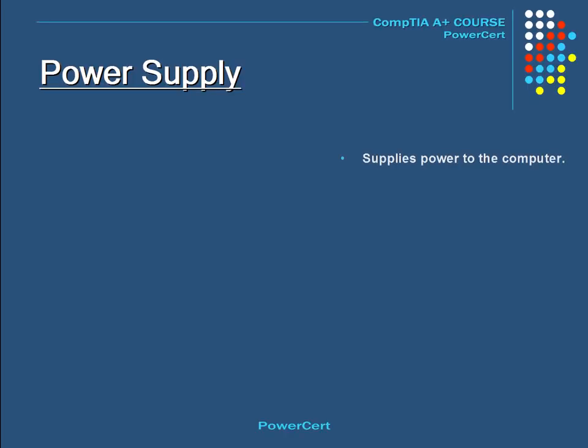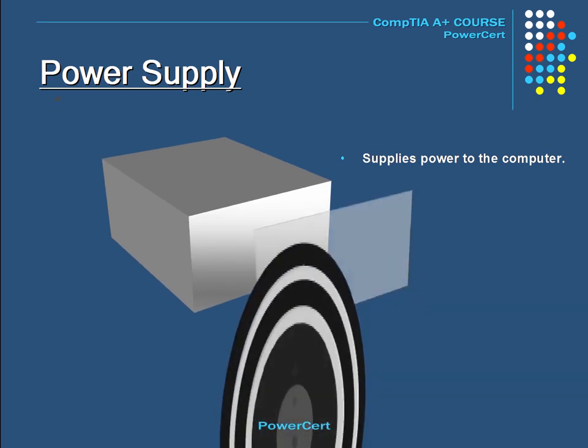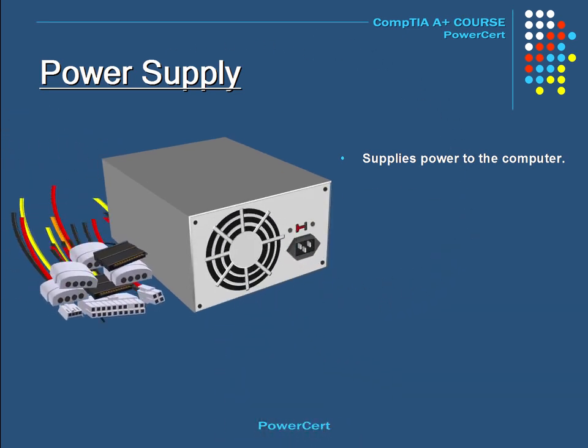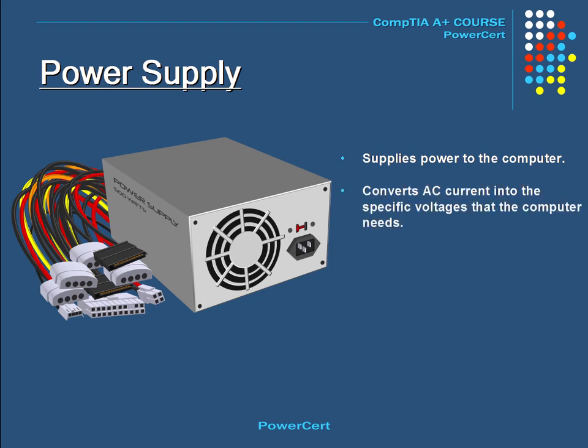The power supply is the device that supplies power to the computer. It's a square metal box with a bunch of wires emerging from one end. It fits inside the computer case and is usually located at the very top or the bottom of a standard tower case. The power supply converts 110-volt AC current into the specific voltages that the computer needs.